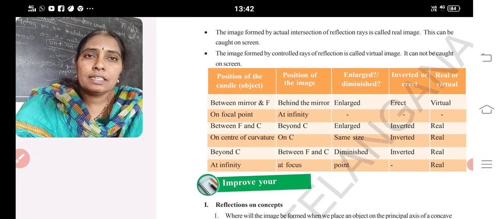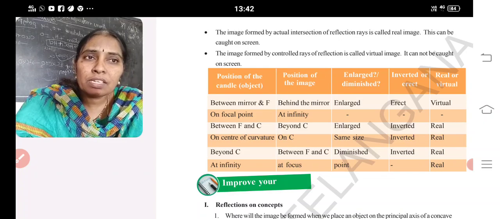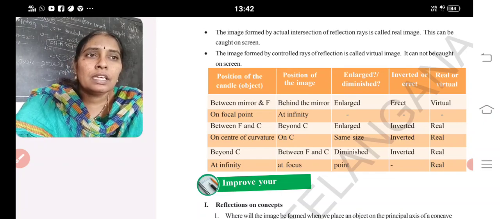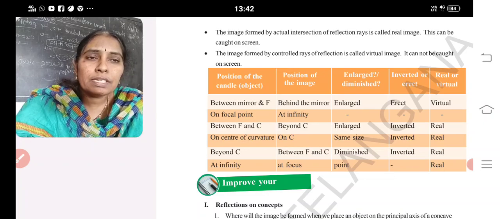You underline it. Where is the object? Between mirror and F. Where will you get the image? Behind the mirror. Which type of image? Enlarged, erect, virtual. On the focal point, image at infinity. And position of the candle between F and C, image behind C, enlarged, inverted, real.